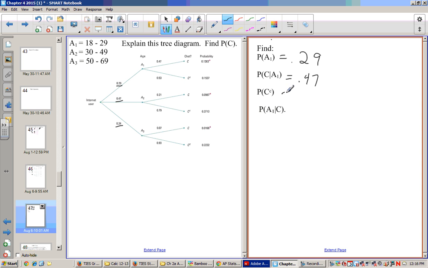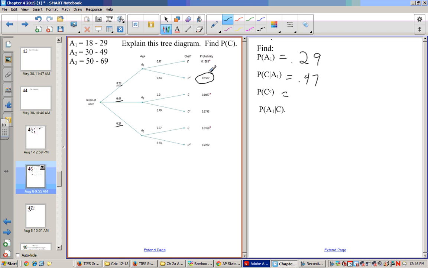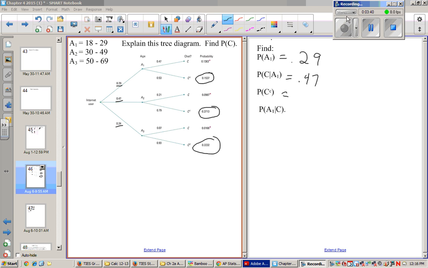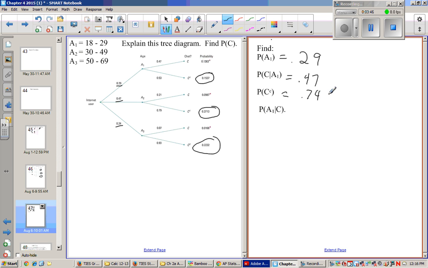Now, the next two get slightly more complicated. What's the probability that they don't chat? Don't chat are this group of people, this group of people, and this group of people. So if I add up these three numbers, I get up to 0.7482.